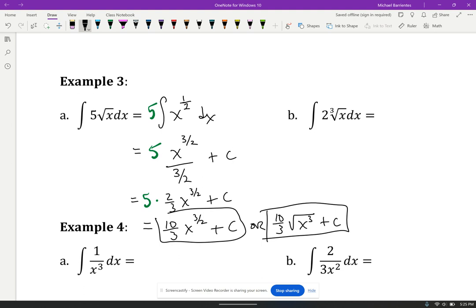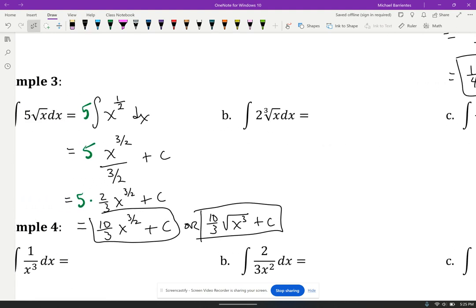All right, so what do we need to remember here? The idea that when I add 1 to the exponent and I divide by the new exponent, if my exponent is a fraction, I can just take the reciprocal and multiply it. So in the next example, I'm going to combine these two lines into one.